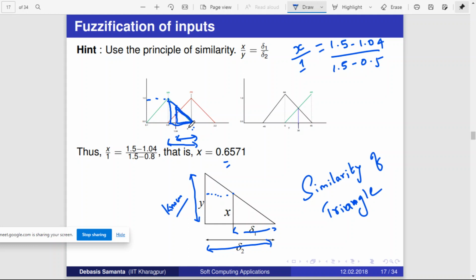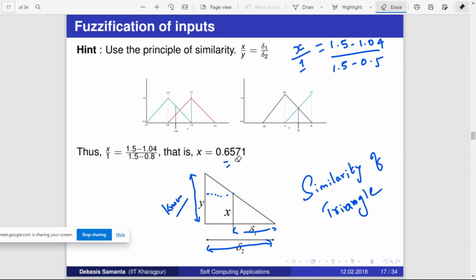That is, if x value is 1.04 and we consider the membership function near, then the membership value will be 0.6571. Similarly, we have to calculate the remaining ones also. Now, if we want to identify this point, you have to take this triangle.